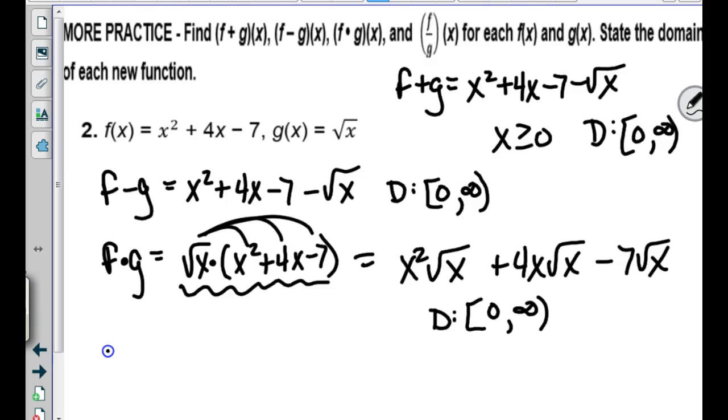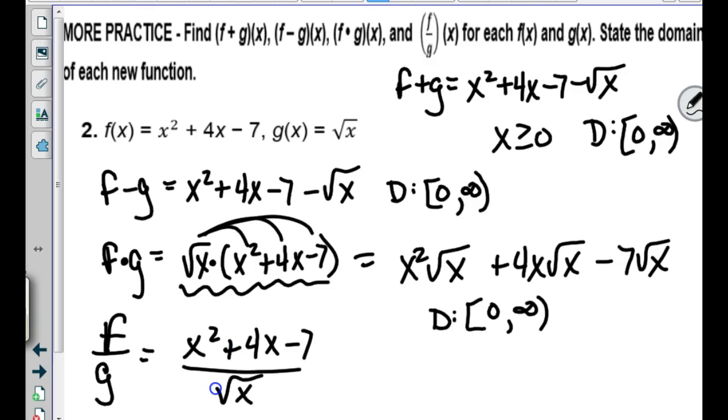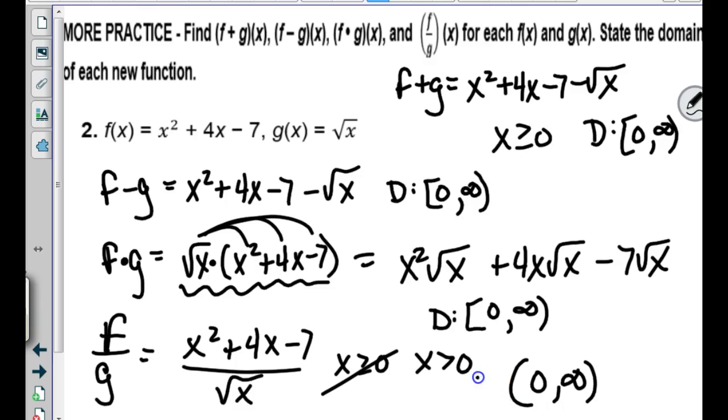All right, and last we have f over g. If I put this function over this function, I'm not going to make us rationalize it. Let's just leave it. I'm okay with it. But what does it change about our domain restriction? Can it still be 0 or greater? No. Yeah, it's got to be greater than 0. It could, in theory, be a decimal. But x is no longer greater than or equal to 0. It's now just greater than 0 because it can't equal 0 in the denominator. So it would now be 0 to infinity like this.